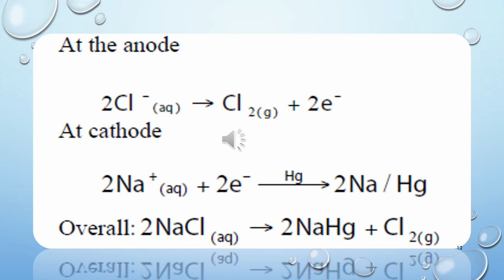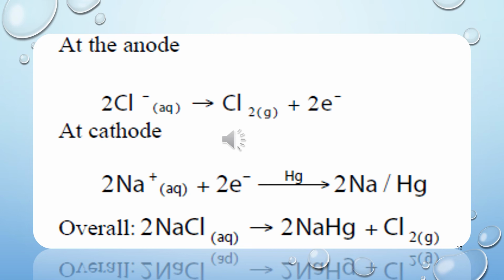Now that amalgam will be poured into vessels and allowed to decompose. When it decomposes, it will convert into mercury and sodium, and that sodium will react with the water and produce sodium hydroxide along with hydrogen and mercury. And the overall reaction is given at the end.